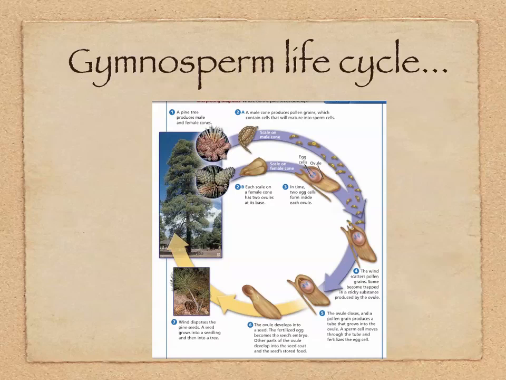The ovule closes and a pollen grain produces a tube that actually grows down into the ovule, and a sperm moves through that tube and fertilizes the egg cell. And we'll see this same process repeated in angiosperm type plants as well. The ovule develops into a seed, and the fertilized egg becomes the seed's embryo. And then wind, of course, disperses the seeds.